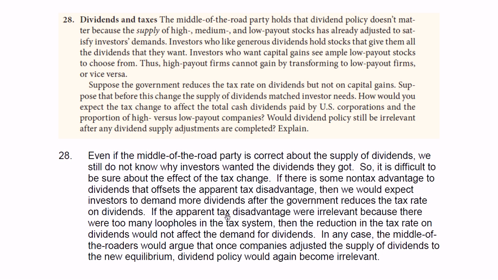But if the apparent tax disadvantage were irrelevant because there were too many loopholes in the tax system, that means if we can avoid the tax in many other forms, then the reduction in the tax rate on dividends would not affect the demand for dividends. In any case, the middle of the roaders would argue that once companies adjusted the supply of dividends to the new equilibrium, dividend policy would again become irrelevant.